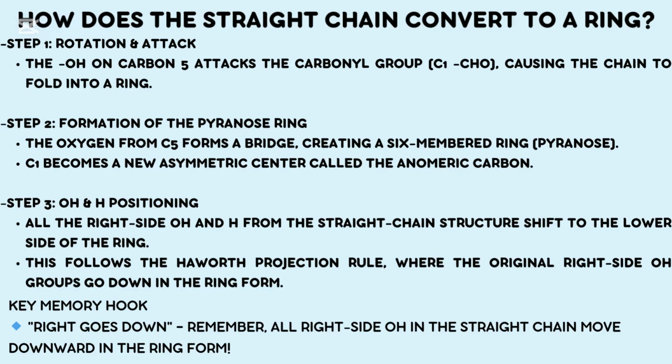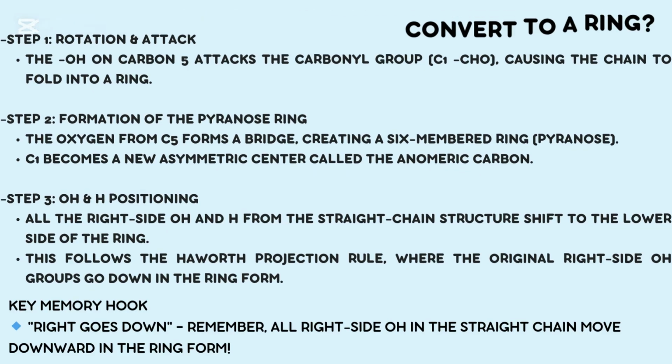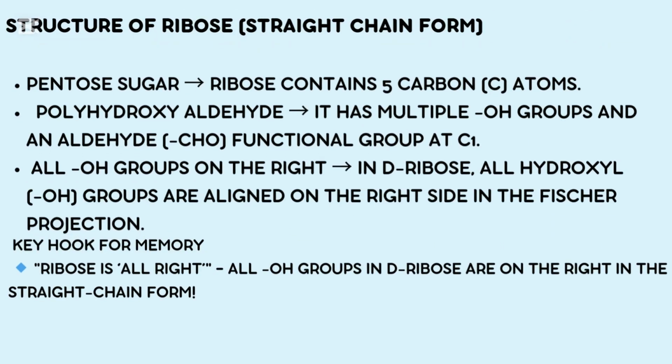Right goes down. Remember, all right side OH in the straight chain move downward in the ring form. Structure of ribose, straight chain form, pentose sugar. Ribose contains 5 carbon atoms. It is a polyhydroxyaldehyde: it has multiple OH groups and an aldehyde, CHO, functional group at C1. All OH groups are on the right. In D-ribose, all hydroxyl OH groups are aligned on the right side in the Fischer projection.